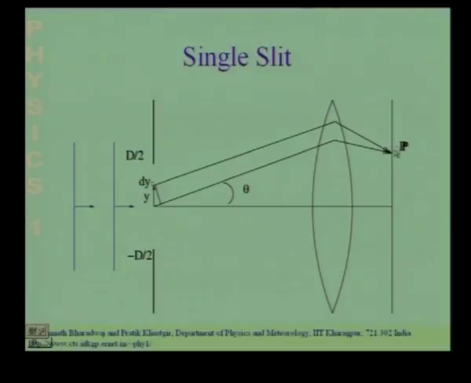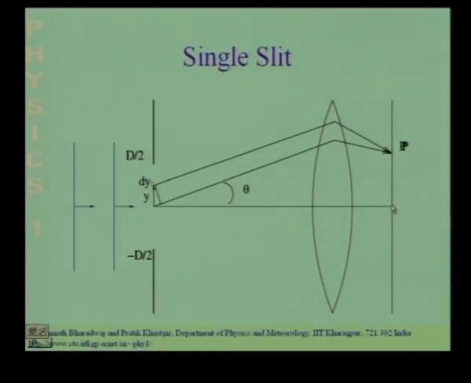Let us ask the question, in which direction theta do we expect to have the maximum intensity without doing the mathematics? Now, notice that if we look at theta equal to 0, all the waves would arrive at exactly the same phase, there would be no phase difference. So, all the sources would contribute at exactly the same phase, and all the waves from all of these sources would add up constructively, and we expect to get the maximum intensity.